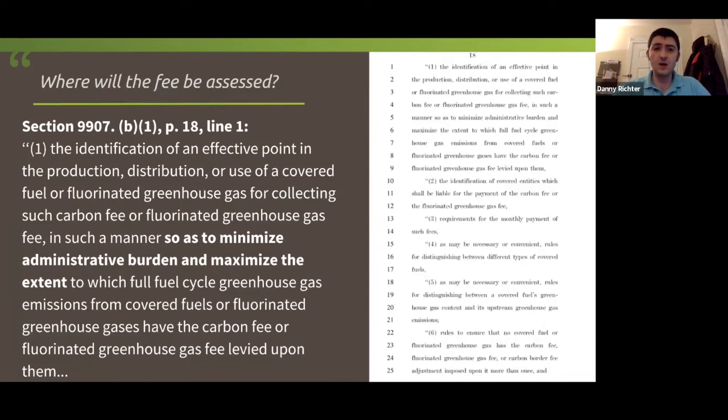jargony phrases. So covered fuel, fluorinated greenhouse gas, full fuel cycle greenhouse gas emissions. All those things are defined in the definitions section of this document. And the definitions, the way we constructed this, we were trying to keep it tight. We were trying to keep it as few pages as possible.